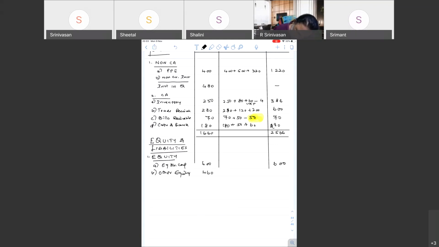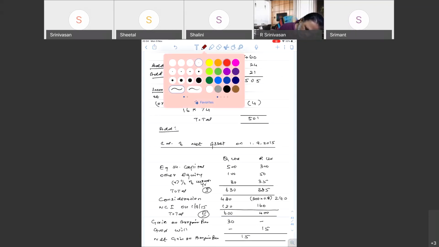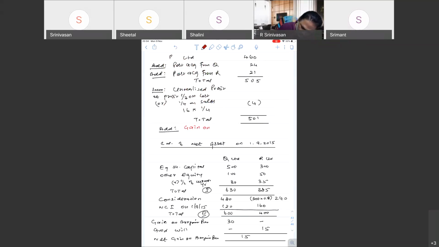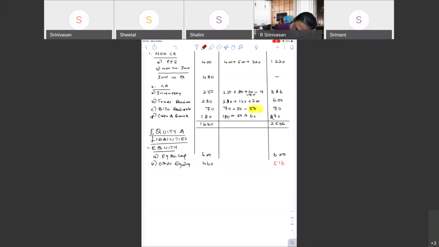Other equity. This is total. Okay. So here we have to take gain on bargain purchase. That is 15. So the other equity has become 560. So consolidated other equity is 560. So this will go to the working note. Okay.